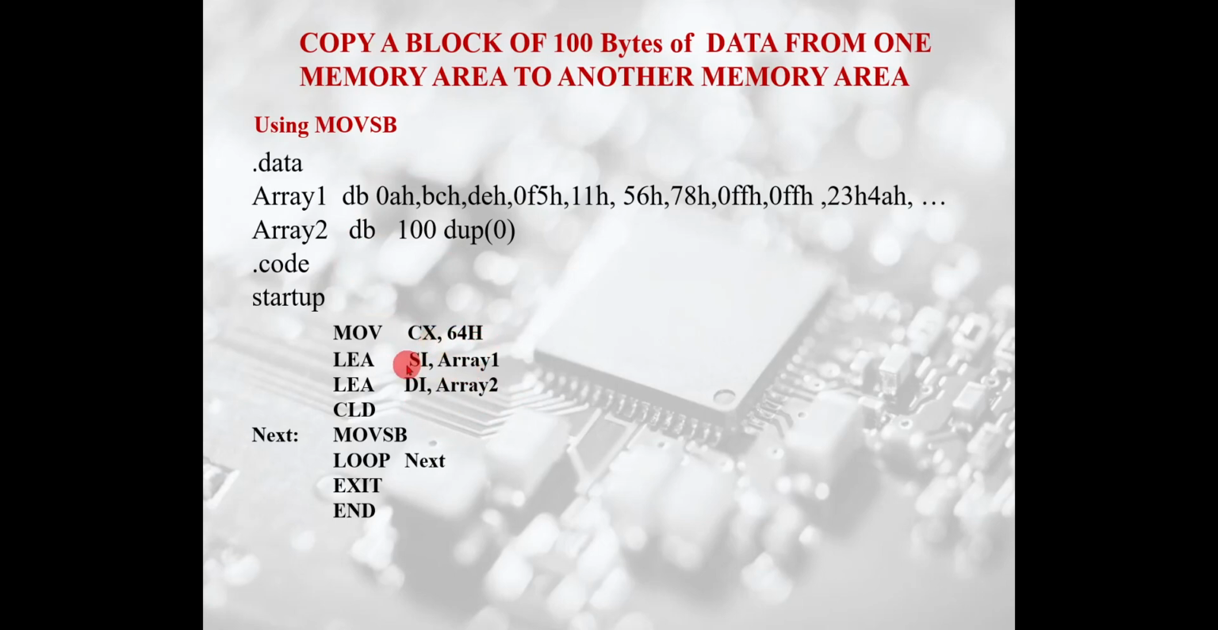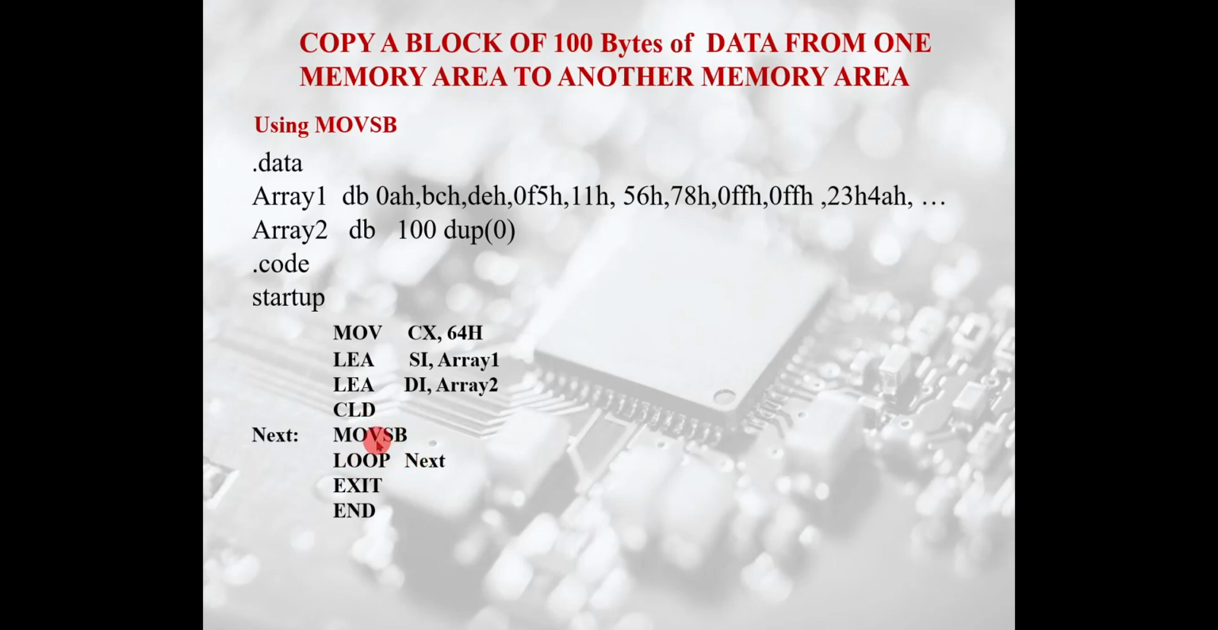I put array 1 address in SI and array 2 in DI, and then clear D. Now why do I have to write clear D? Because in a MOVSB command I need to specify whether SI and DI need to be incremented. Okay, so I can write MOVSB, so clear D, and then a loop next.